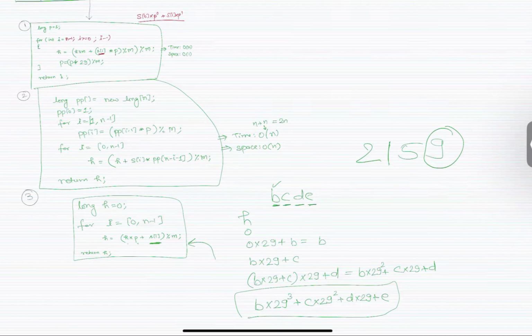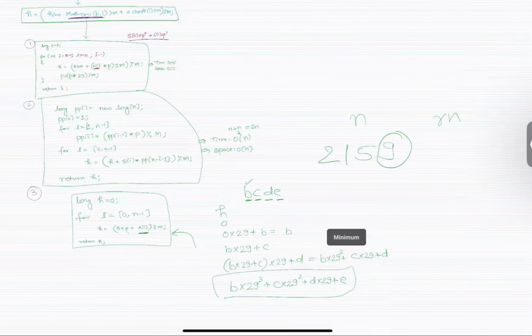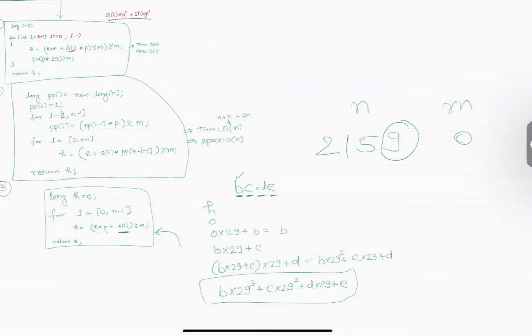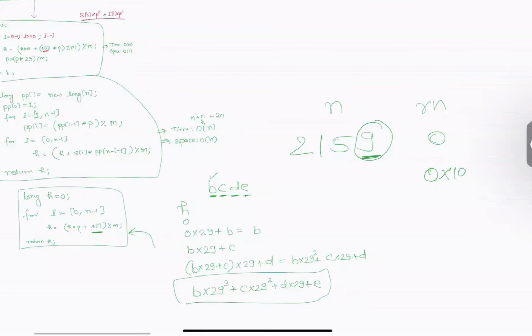How do you create the reverse number? This is your n. You have to create Rn. How do you create Rn? Initially Rn is 0. We multiply it with 10 and then add 9. So 0 multiplied by 10 plus 9 becomes 9, and this digit you remove, so n becomes 215. Then what do you do? Remove 5 and take 5. How do you add 5 there? 9 into 10 plus 5. Then you are left with 21.